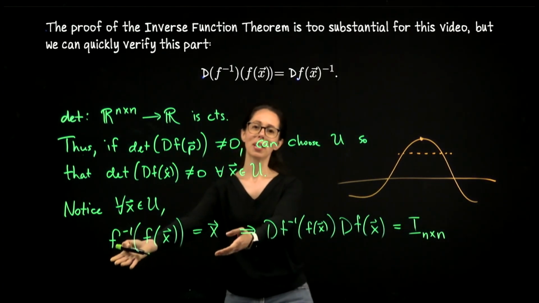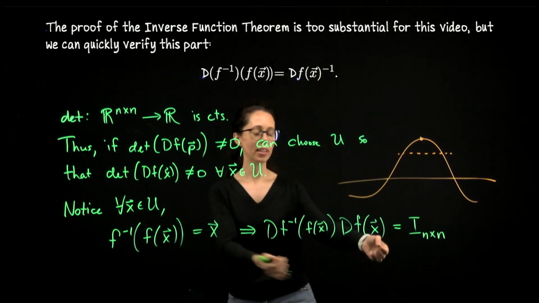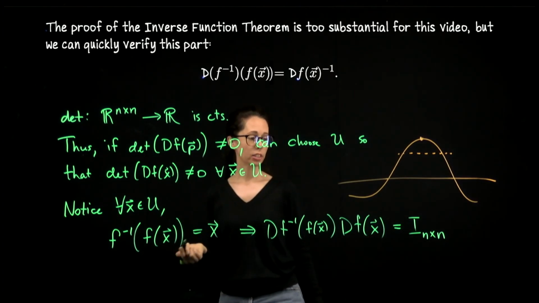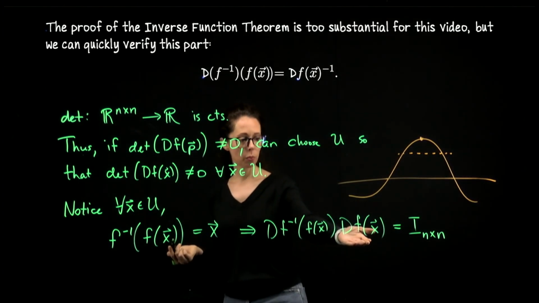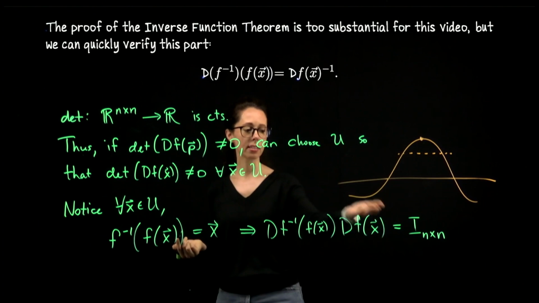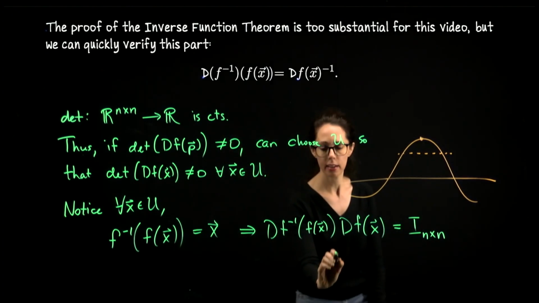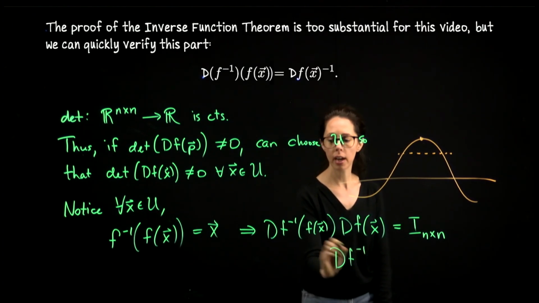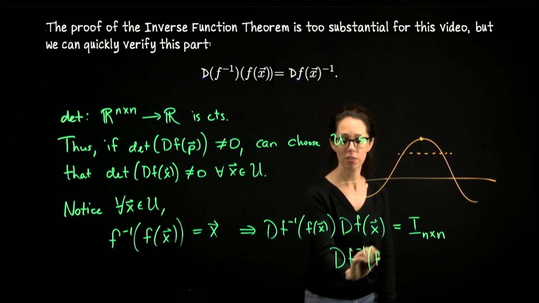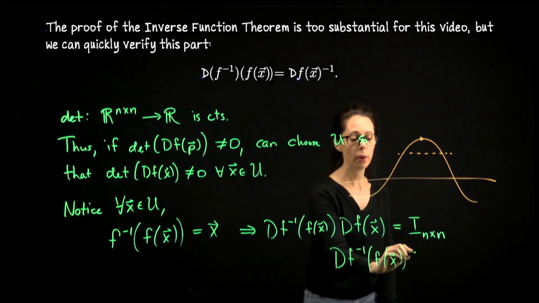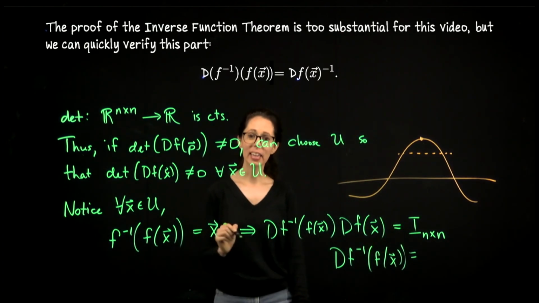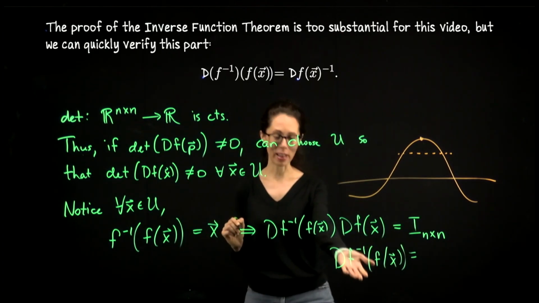So differentiate both sides of this. With the chain rule, you get this left-hand side. On the right, it's just the identity transformation. And now because we've designed U so that this matrix is invertible for all x and u, we can actually invert and say that while I do not necessarily know what this inverse function is, there may be no way to find it, I can give you its best approximation.